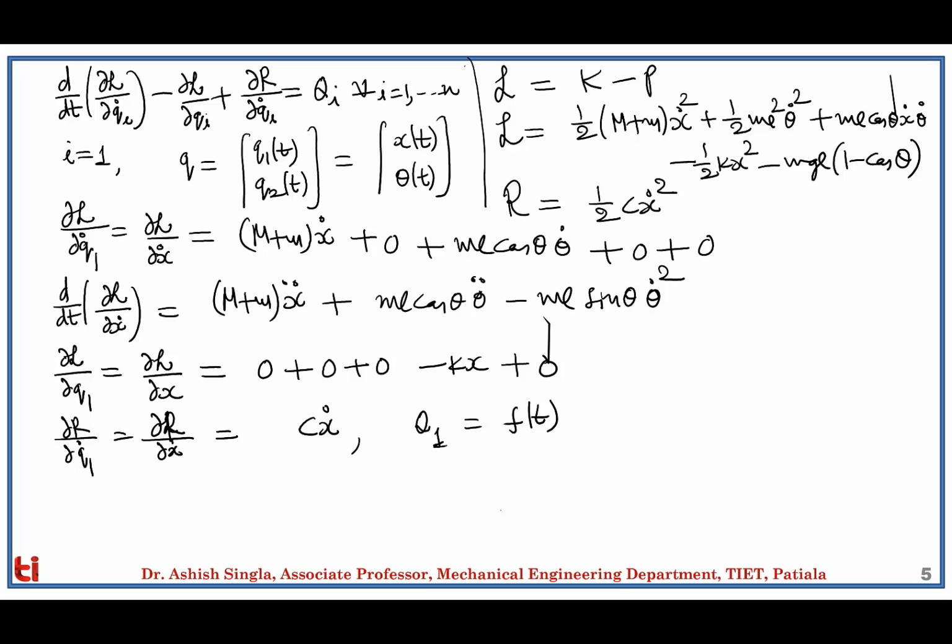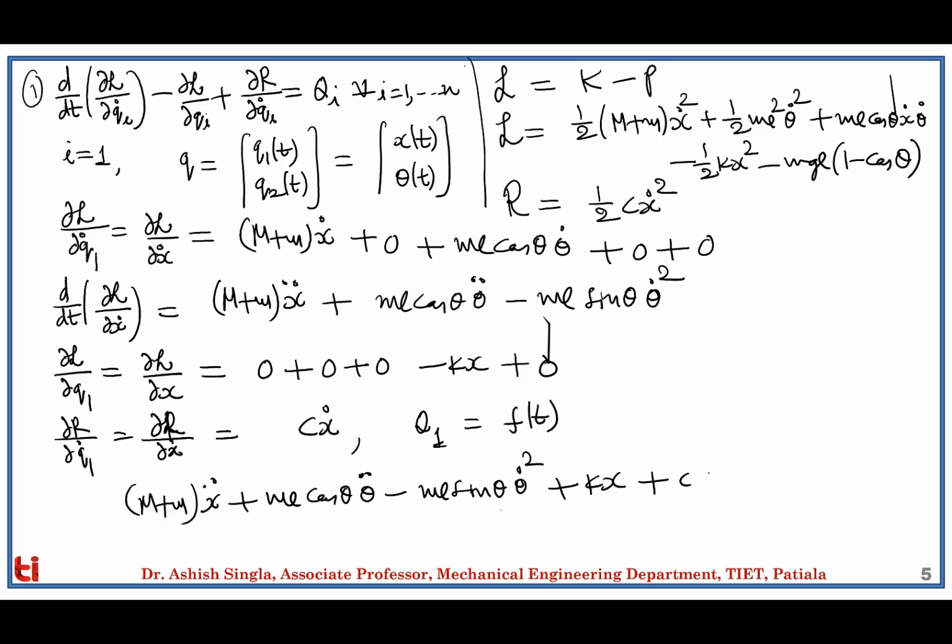Now we can plug in all these values in this Lagrange equation, that is equation number 1. So we have (M plus m) x double dot plus ml cos theta theta double dot minus ml sin theta theta dot square plus kx plus c x dot is equal to f of t. So that is the equation of motion of the first body.